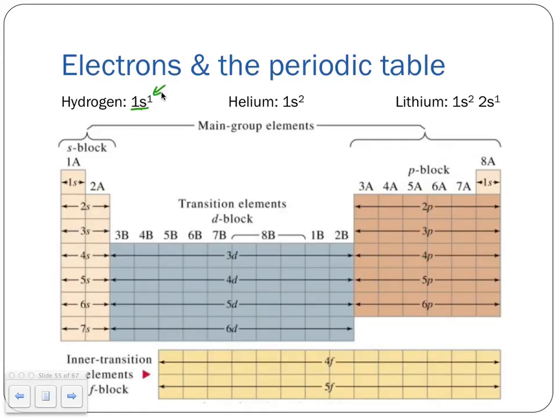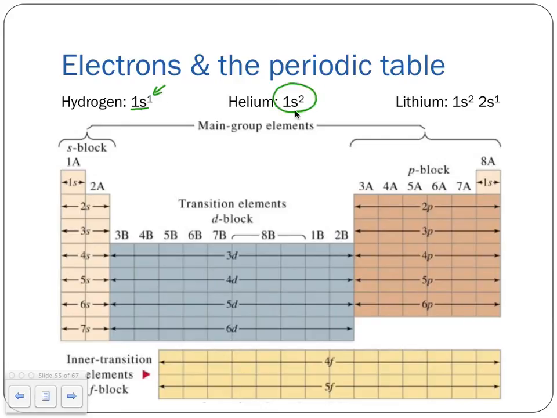Helium, 2 electrons. The first electron is going to go in the 1s because it's the lowest energy subshell. The second electron also goes in the 1s because you can fit 2 electrons into that 1s subshell, because it has 1 orbital, and that orbital holds 2 electrons. So the electron configuration for helium is just 1s2.